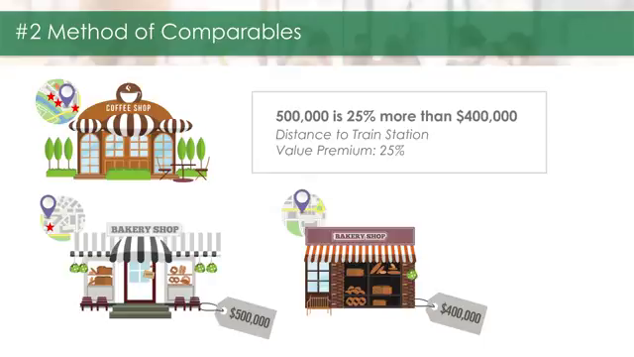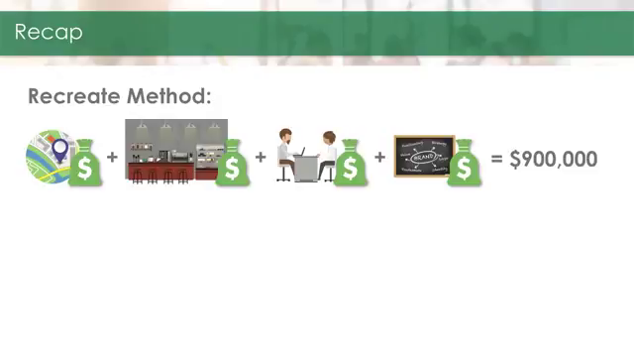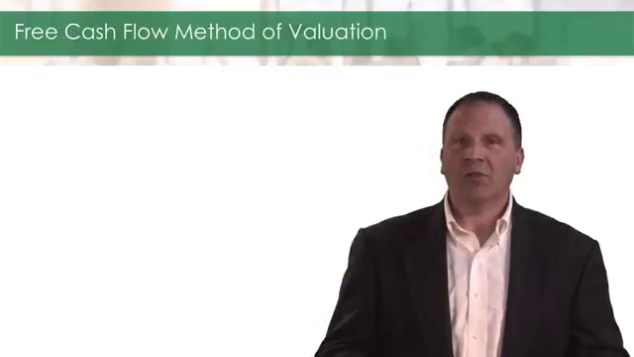Coming back to our coffee shop. Our value estimate now stands at $1 million, but since it's closer to the train station, we would now apply the 25% premium, so we bump up the value estimate to $1,250,000. That's it. Of course, the closer the comparables and estimates for value drivers, the more confident you can be in your negotiation. At the very least, we've established a firm starting point. Okay, to sum up where we stand now, the recreate method gave us $900,000, and the method of comparables gave us $1,250,000.